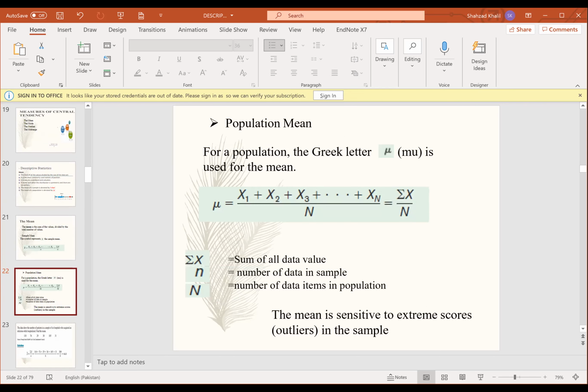For the population mean, we have the Greek letter mu. Same as before, we add up all the values and divide by the total number. The summation of X is the sum of the data values. Small n is the number of data items in the sample and capital N is the number of data items in the population. The mean is sensitive to extreme scores, outliers, in the sample.